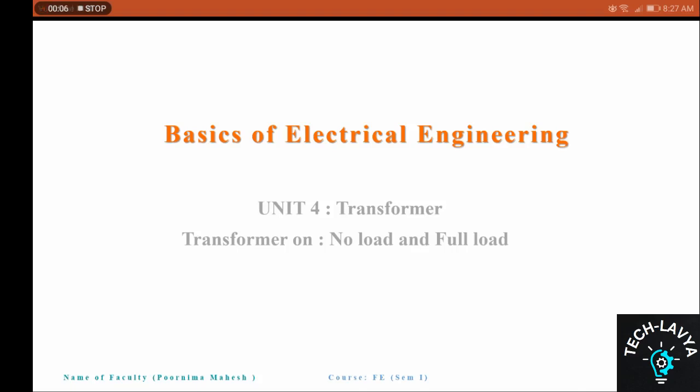Today we are going to discuss no load and full load condition. This is quite important for our examination. Now we have already discussed what you mean by no load or full load, right? So what happens when there is no load on the transformer?